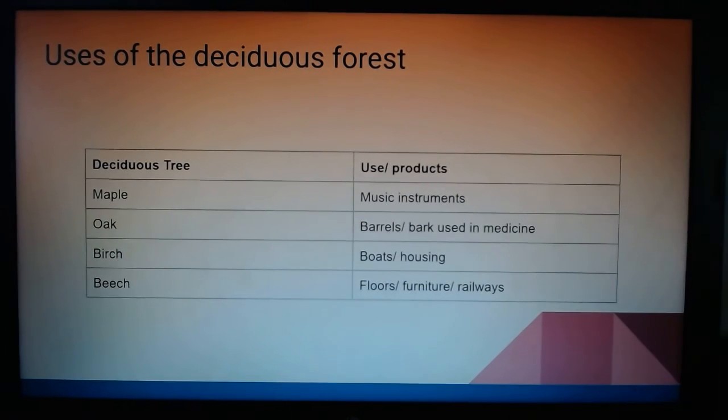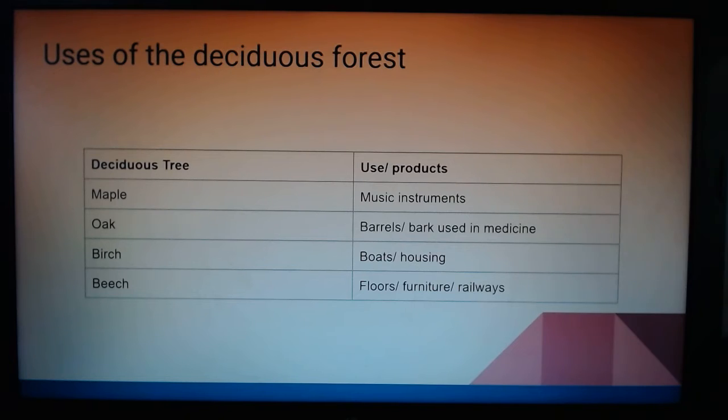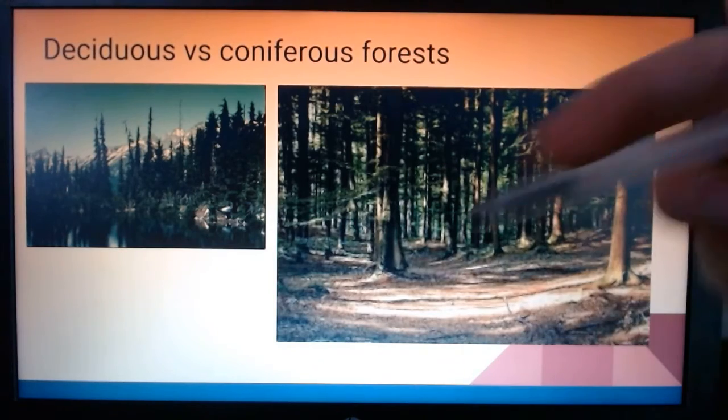Now, some uses. I want you to make a copy of this table as well, please. All right, so the deciduous tree, all right, we got our maple, our oak, our birch, our beech, and what they're used for. You could add beside maple, we get maple syrup. Deciduous then, look at the difference.